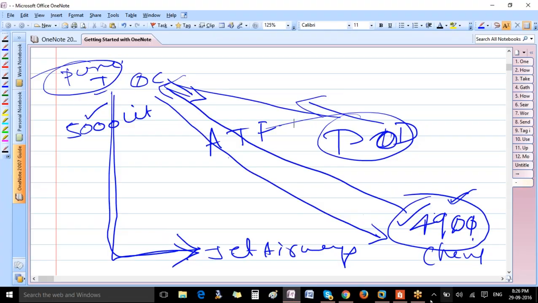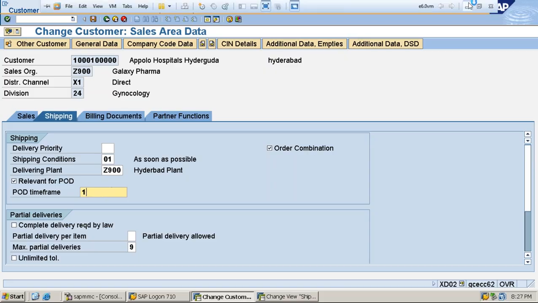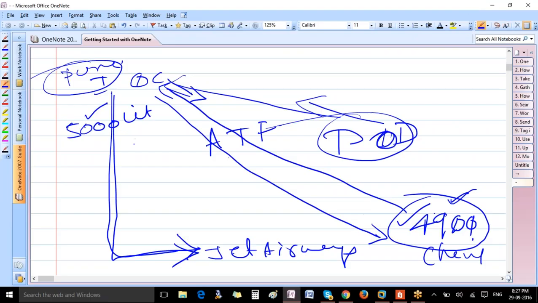So what you can do is maintain a POD time frame here, say 15 days or something like that. Within these 15 days, the system will not allow you to raise an invoice to the customer. Why? Because you maintained a time frame of 15 days, so you need to wait for 15 days. But after 15 days, if the customer is still not sending you the POD, then the system will allow you to raise the invoice with the quantity you have sent, because you don't know the actual quantity received by the customer.